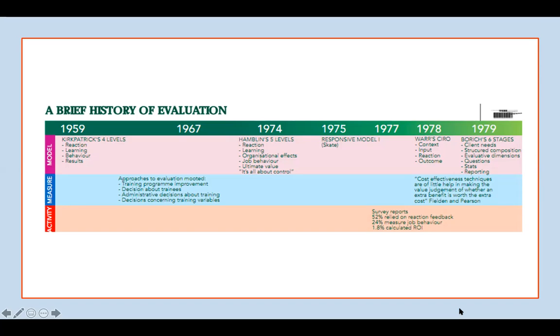You then had Hamlin's 5 levels, and it doesn't take a genius to figure out that he has utilized an awful lot of what Kirkpatrick went through in the 4 levels and just added on and added on various different steps to it. So if you see there, his reaction and learning are the first 2 methods, the same as Kirkpatrick.